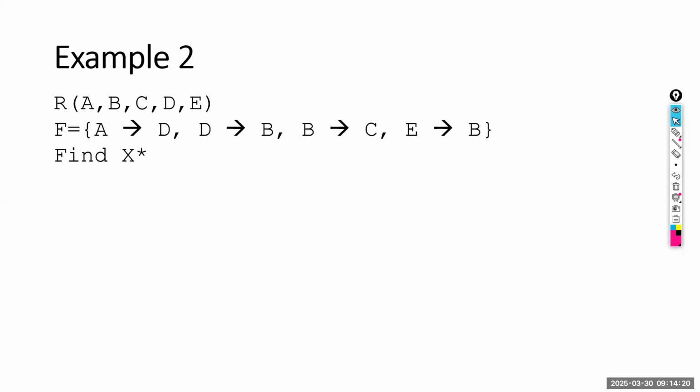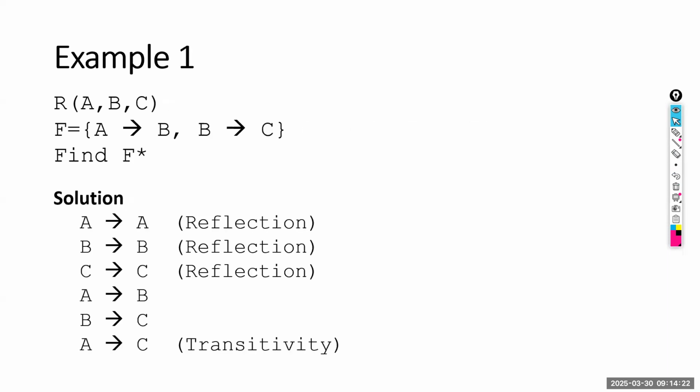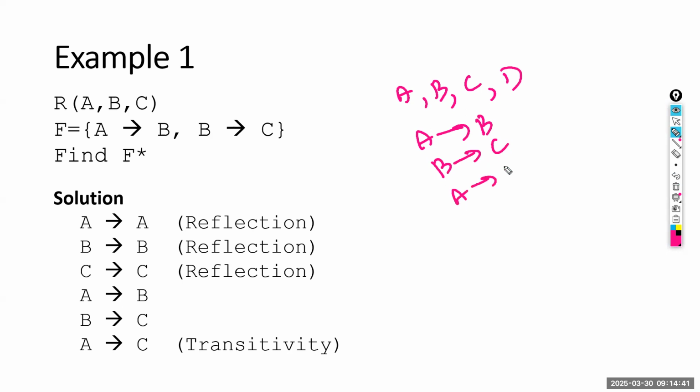Now, this is not F closure, this is X closure. I will give you one more example for F closure. Can you write down the F closure for this one? We have A, B, C, and D, and we know that A determines B, B determines C, and A determines D. You need to write down F closure, that is, all functional dependencies that you can derive from this.